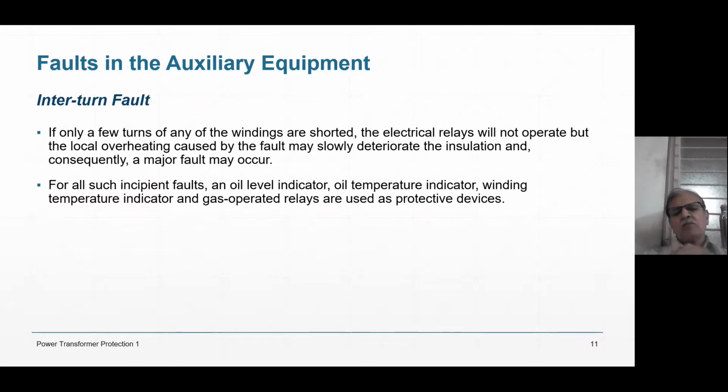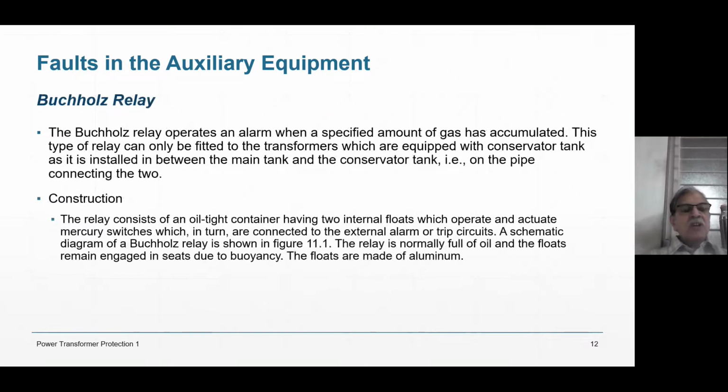Interturn fault. In a generator, we provide interturn fault protection, but here interturn fault is not that serious a fault. It will generate only local heat. So Buchholz relay for this is enough, right? So these are the different incipient minor faults which are not damaging the transformer immediately. You have got enough time to attend to them. So usually you will attend and rectify them. So one of the important devices is the Buchholz relay.